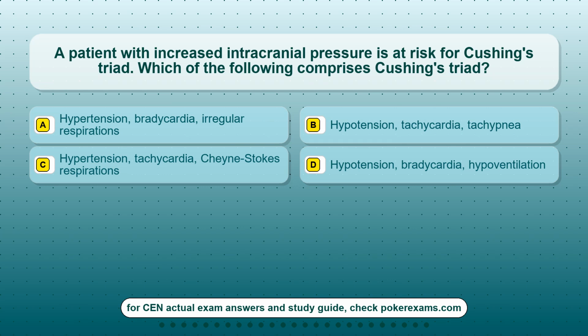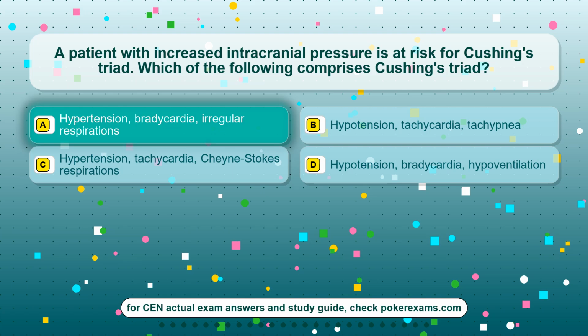Question 9. A patient with increased intracranial pressure is at risk for Cushing's triad. Which of the following comprises Cushing's triad? Option A, hypertension, bradycardia, irregular respirations. Option B, hypotension, tachycardia, tachypnea. Option C, hypertension, tachycardia, Cheyne-Stokes respirations. Option D, hypotension, bradycardia, hypoventilation.